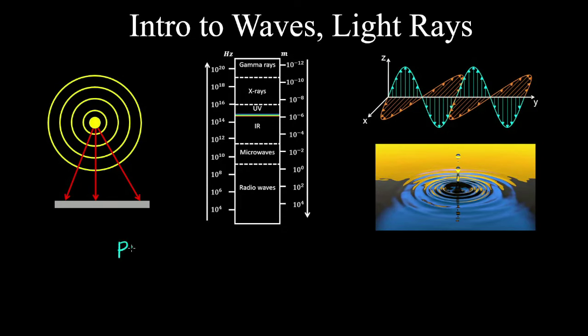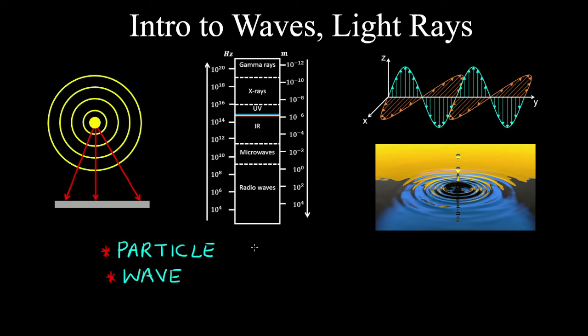Light behaves like a particle and a wave. An example of the wave behavior of light is interference, reflection, refraction, and so on. And an example of the particle behavior is the photoelectric effect.